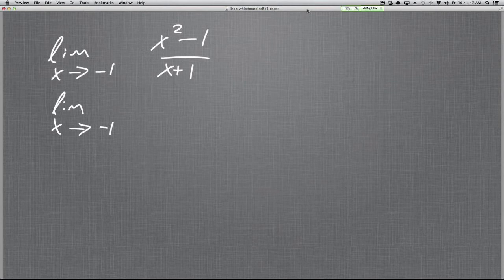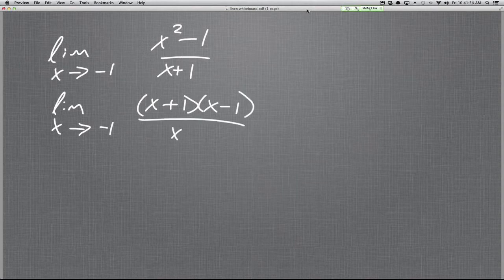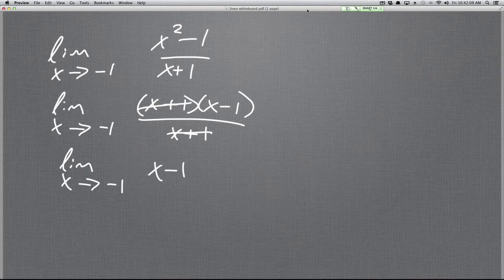So how does x squared minus 1 factor? x plus 1, x minus 1. Then what happens, Jasmine? Cancel out the x plus 1, which leaves me with that. And what do we always do after we cancel? Plug it in. So I plug in -1, and it ends up giving me -2.